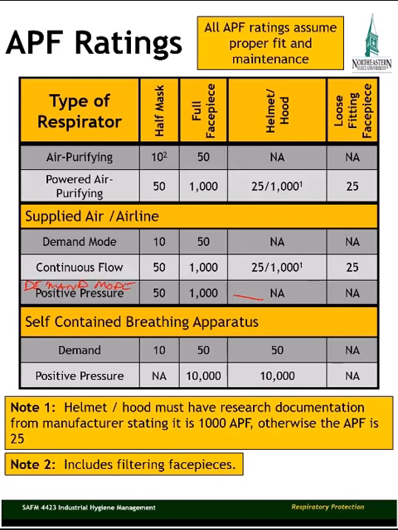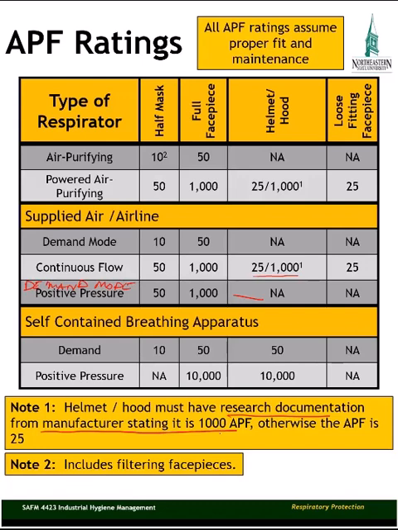Now, continuous flow, you're also talking about positive pressure there. And that's where you're going to see the use of a helmet or a hood. And again, like we talked about in the last module, if you have continuous flow, positive pressure, your APF is going to be 25 unless you have research documentation from the manufacturer stating that it is 1000 APF and has been tested to that standard, to that level.